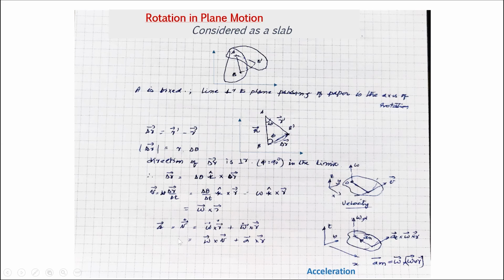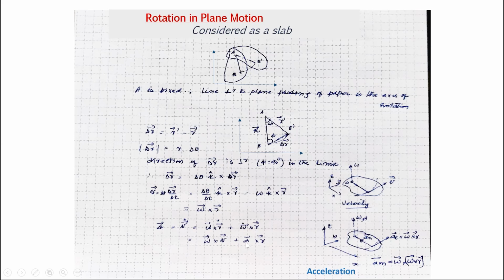So that's also possible. So coming to the next part, the acceleration. If you want to differentiate velocity, it is omega cross R dot plus omega dot cross R. So this is simple here.